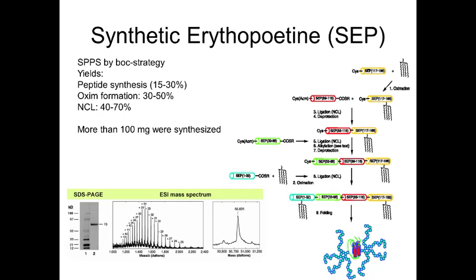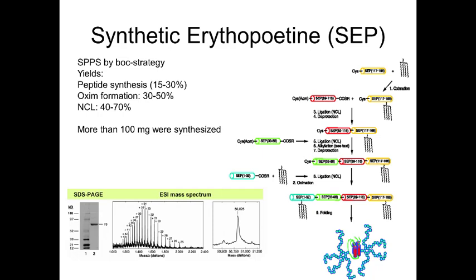And finally, to do all the tests, 100 milligrams of the material were synthesized. So this material was really made on a large scale. And important to mention here, native chemical ligation was the only way to achieve such a synthesis of the protein. So that was the major breakthrough regarding this work.